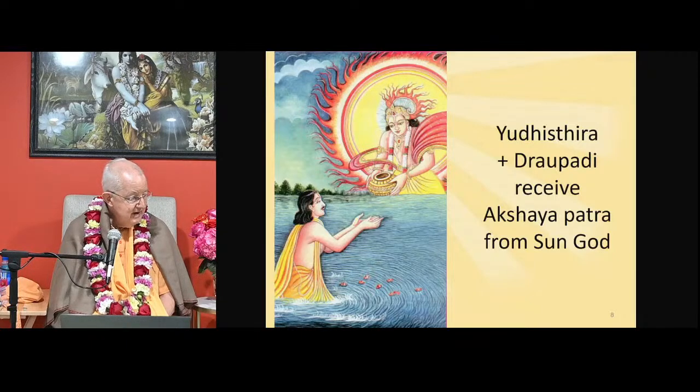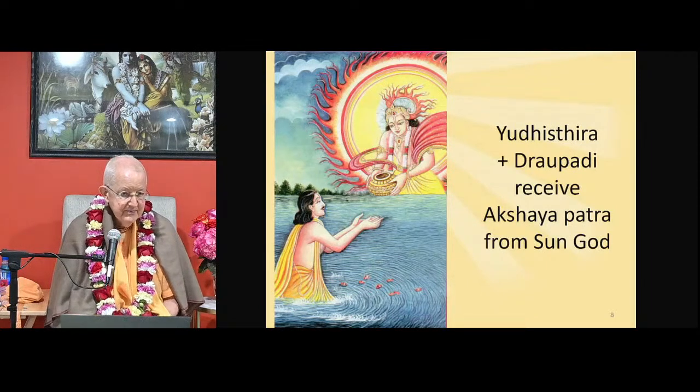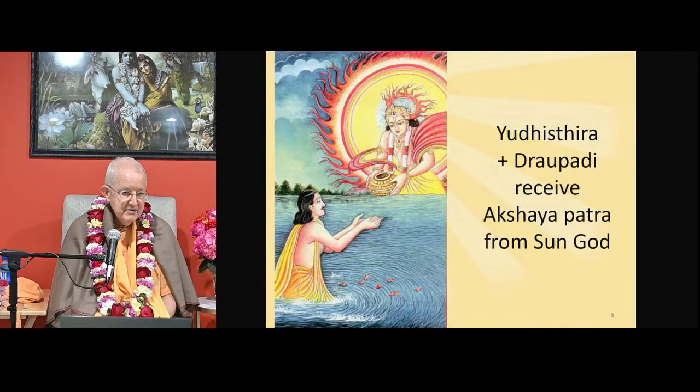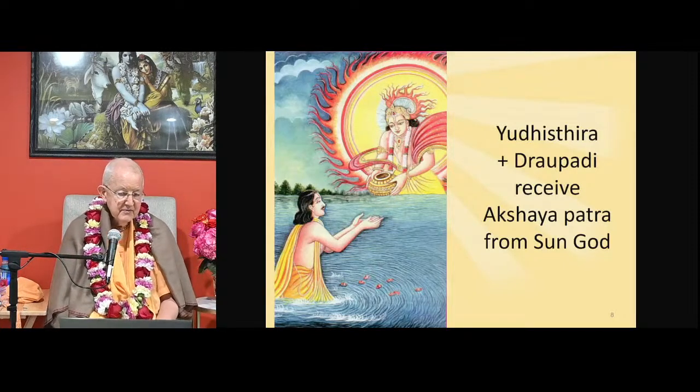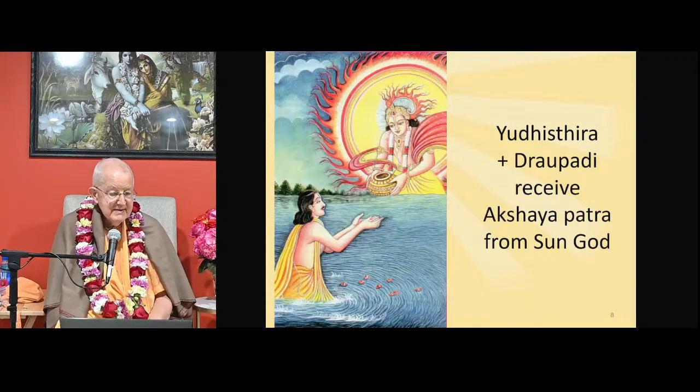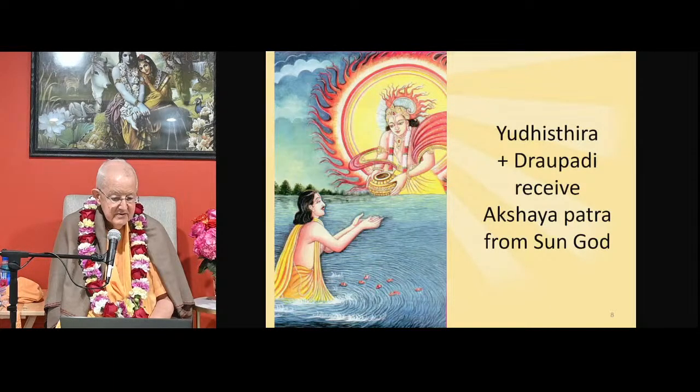And there's a nice pastime with the Durvasa Muni coming and all of that. But there was a piece of spinach and Krishna ate that piece of spinach. And Durvasa Muni left because he felt full. So this is the day when the sun god gave this Akshaya Patra to Yudhishthira so that Draupadi could be able to properly serve guests that came to visit them in the forest, including Durvasa Muni and 60,000 followers.